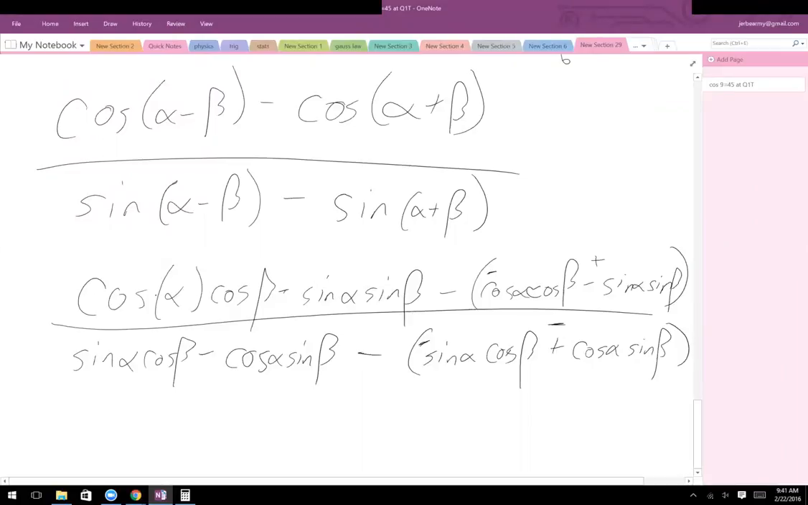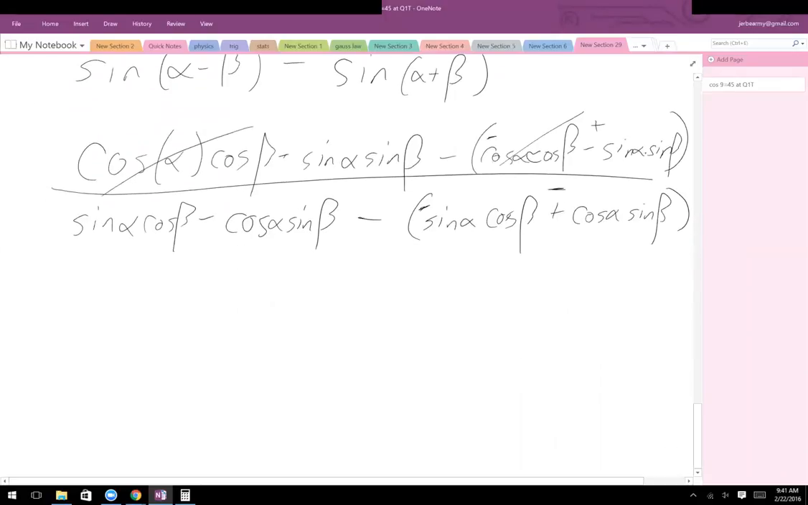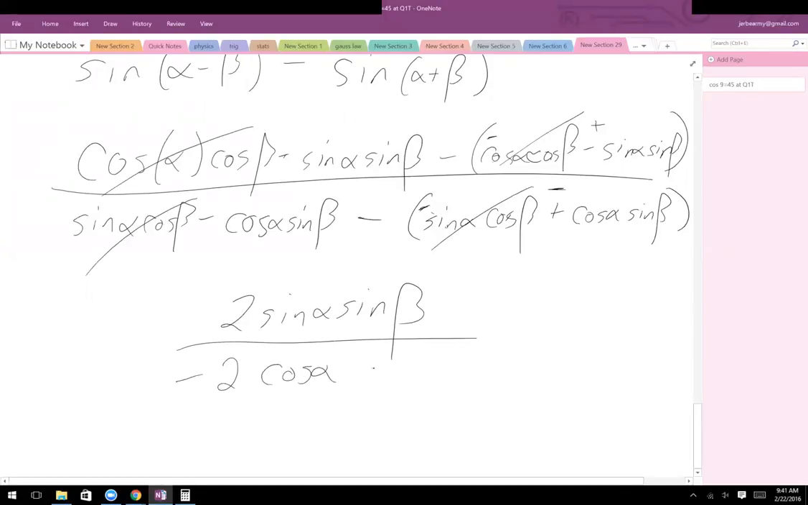So I've got cosine alpha cosine beta and minus cosine alpha cosine beta. Those two cancel, and the other two are both sines with a plus. On top, I've just got 2 sine alpha sine beta. Same thing on the bottom. I've got sine alpha cosine beta and minus sine alpha cosine beta. Those cancel out. The others both have minus. So I've got minus 2 cosine alpha sine beta.